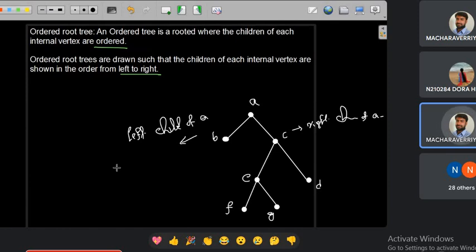So for an ordered graph, it is not enough to give a root vertex and parent vertices. We must know the order from left to right. It's like which one is bigger and which one is smaller; like that we need to know. It must be said who is the left child and who is the right child. So that is what we need if we want to draw an ordered graph.